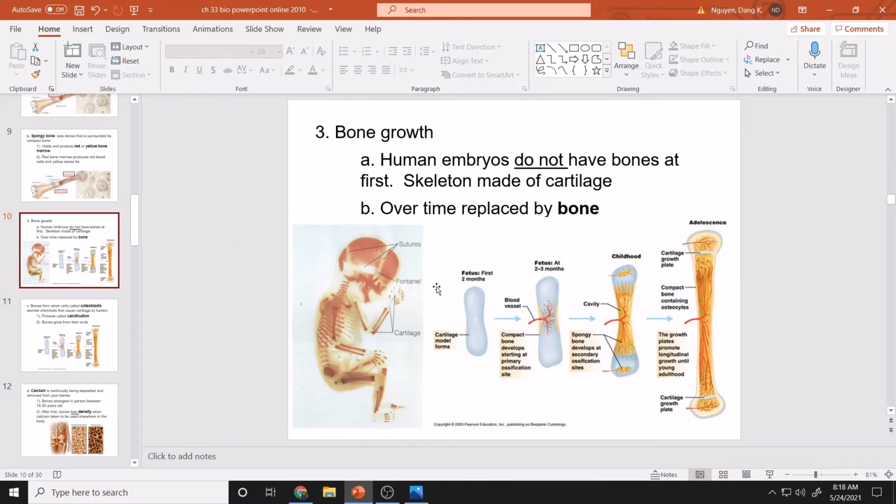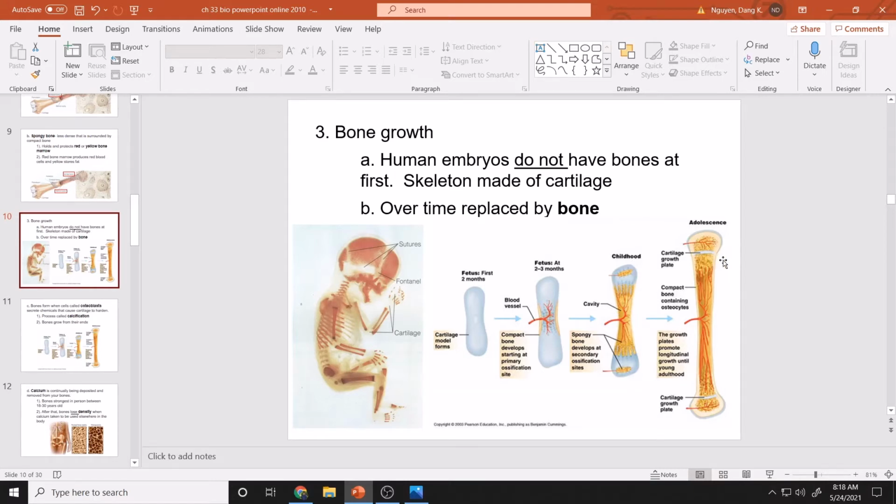So you can see how a fetus in its first 2 months has just the cartilage model. It's like a template, and then over time you get blood vessels which connect to it as this fetus starts to develop, and then you get the spongy bone material which develops at something called an ossification site. So this is where minerals and stuff are dumped in here, and this allows for bone growth to occur.